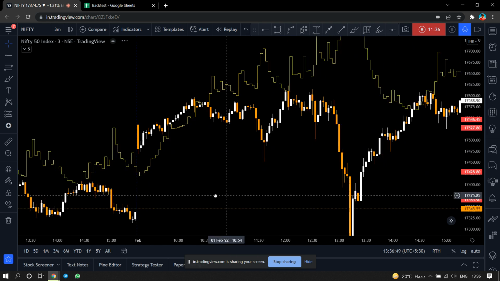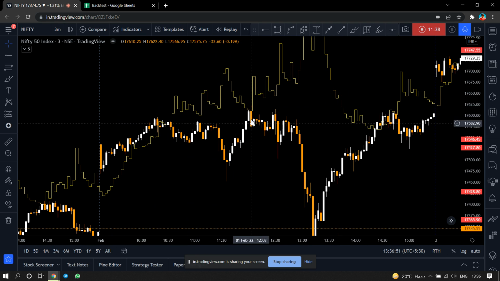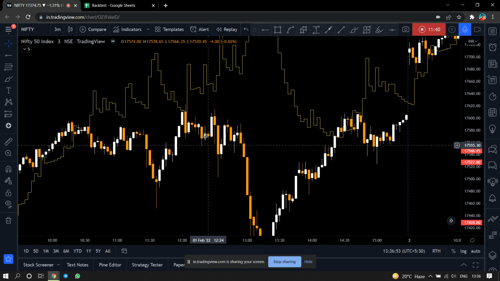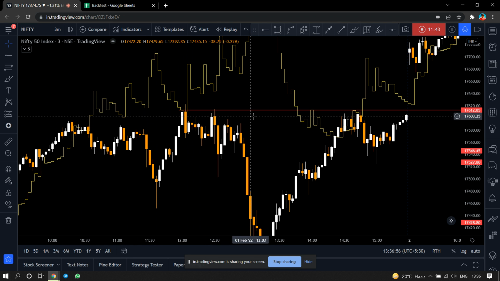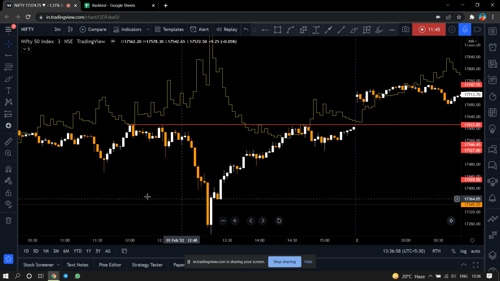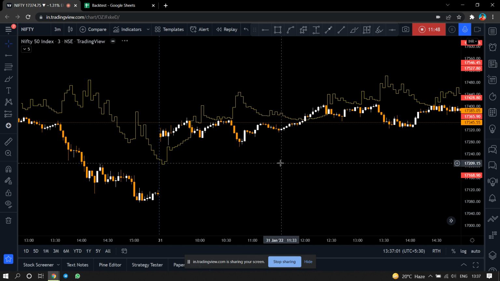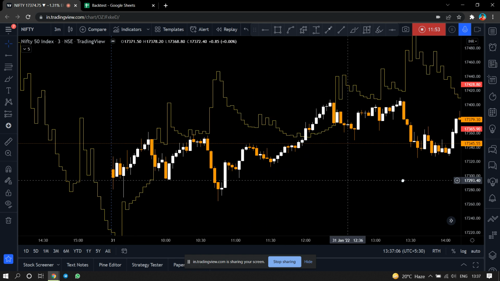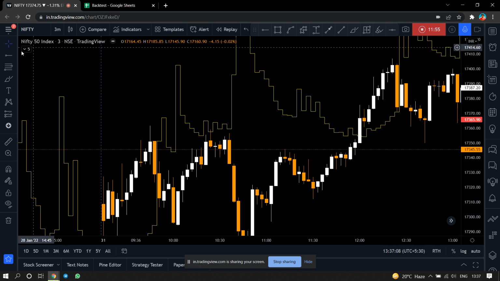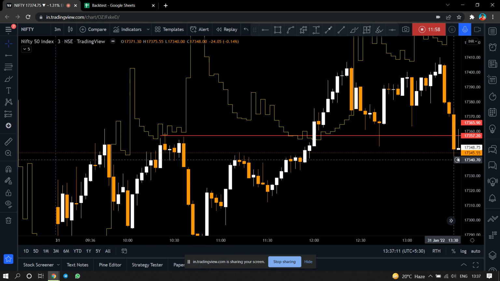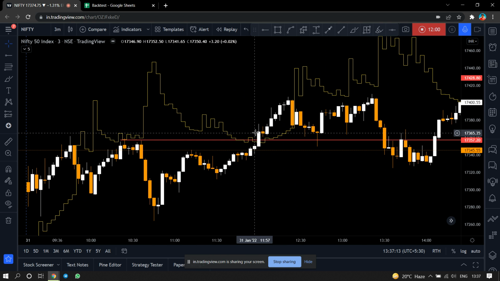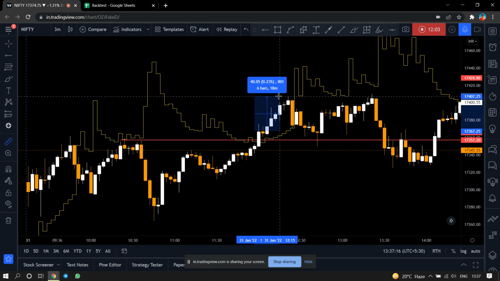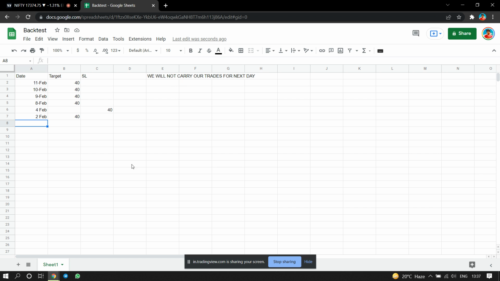Now coming here, what's the date? On 1st of February, we got an intersection at this particular point, but we did not get any closing above it. So we'll completely ignore this day. On 31st January, we got an intersection at this particular point. I just marked a horizontal line, and here we got a closing above it. We'll take a trade, and we got almost 40 points at this particular point only. So on 31st Jan as well, we were able to get our points.